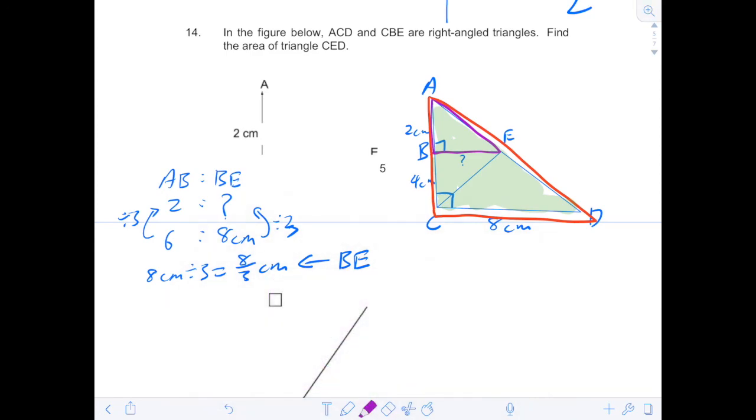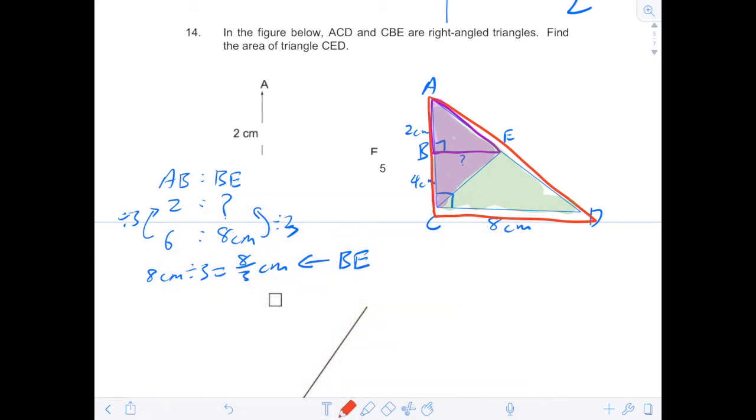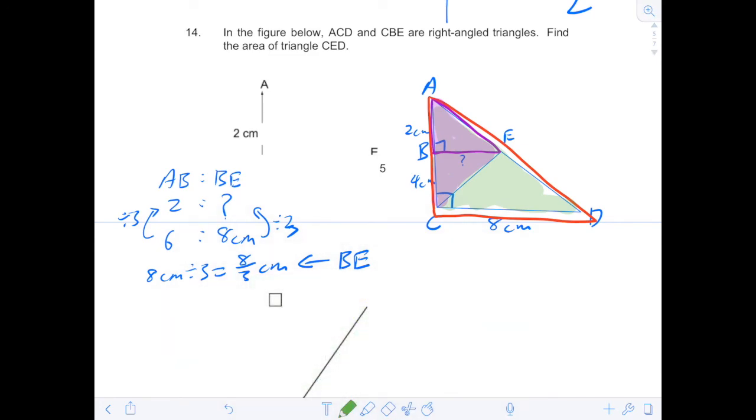And the second part is if we can find the area of this part, we can just take the green minus the purple and you get your answer. So from here, I'm going to use what I have to find the area of the green one first. The area of the green, ACD, will be equals to half times the base, which is 8 cm, times the height, which is 6 cm, and you will get 24 square cm.